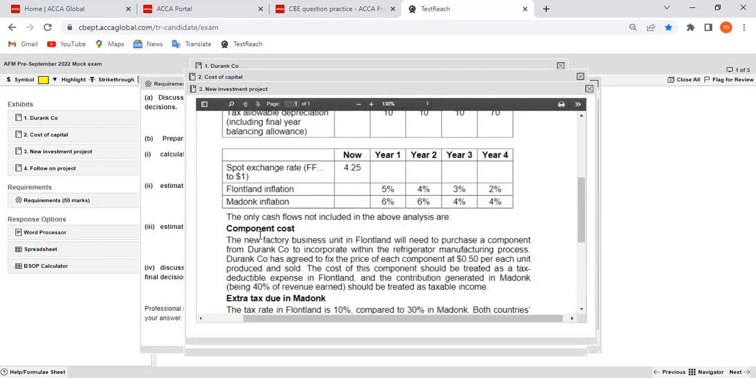So we have to compute that there is a component being sold by the parent company to the newly based company that is going to operate in F. The component price is 0.50, the cost of the component should be treated as tax deductible, and the contribution will be 40% of the revenue.